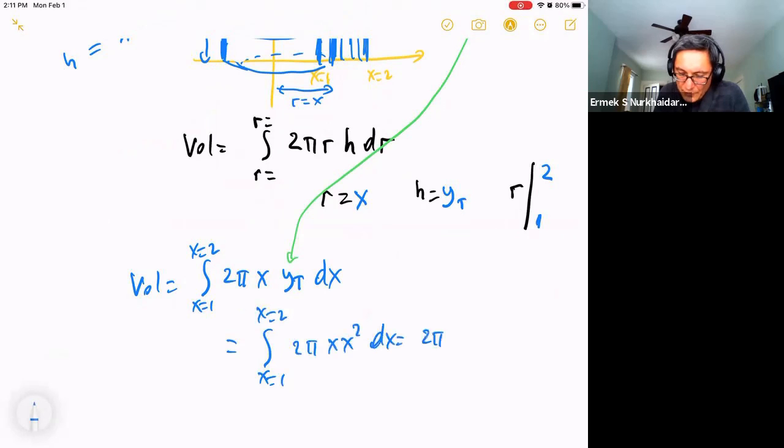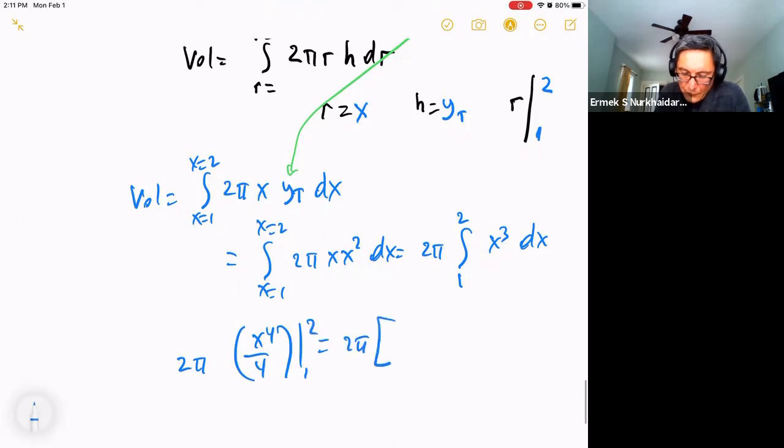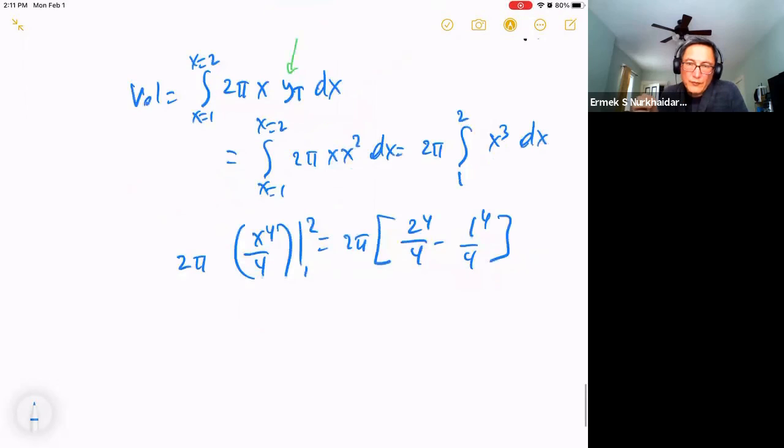So 2 pi is a constant. x squared times x is x cubed, from 1 to 2. So we're going to get 2 pi, x to the 4th over 4, from 1 to 2. So 2 pi times 2 to the 4th over 4 minus 1 to the 4th over 4. 2 to the 4th is 16. 16 minus 1 is 15. So we're going to get 2 pi times 15 over 16.